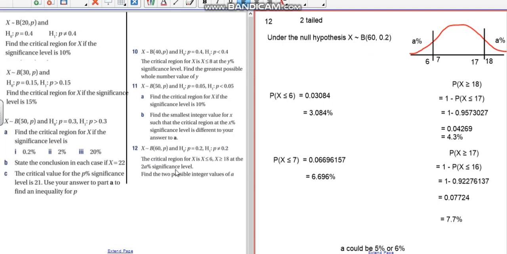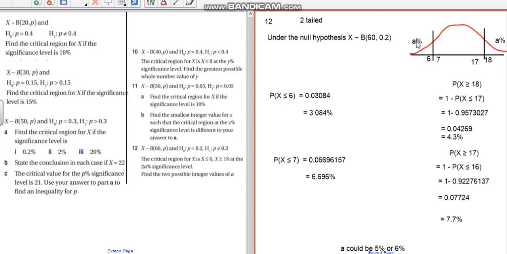We're told the critical region for x is 6 and 18, so I've put those in. So 6 is the first number we would reject on, and 18 is the first number we'd reject on here. And we're told it's a 2A% significance level, so we would split that 2A into an A% at either end. So either end is A% each. Okay, find the two possible integer values of A. So what could A be if I'm going to reject 6 and reject 18?